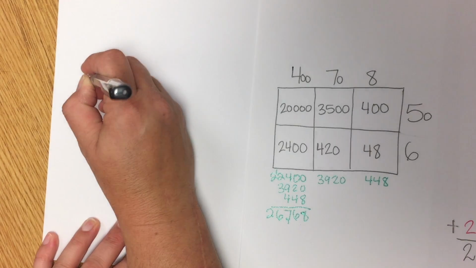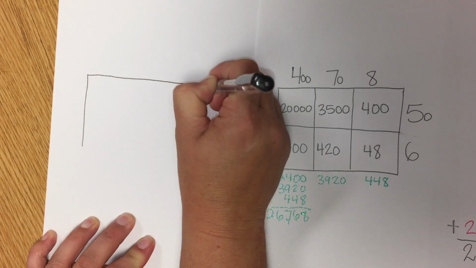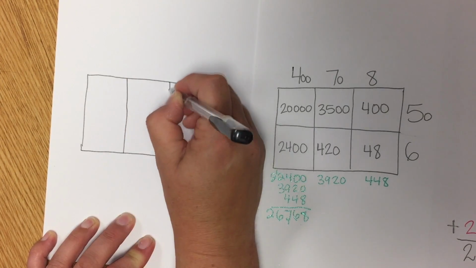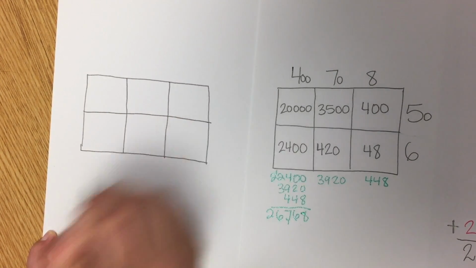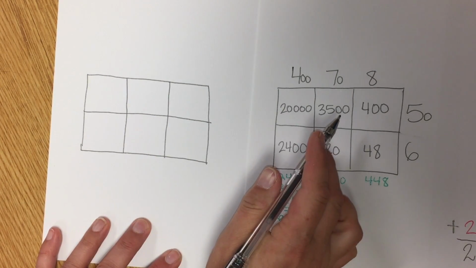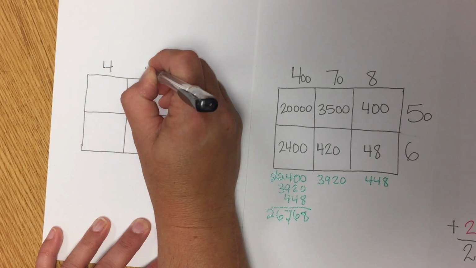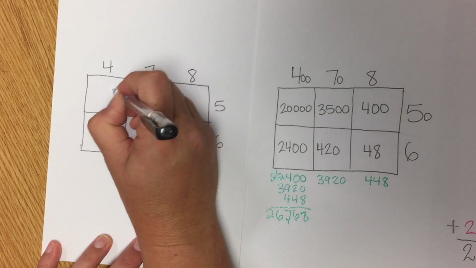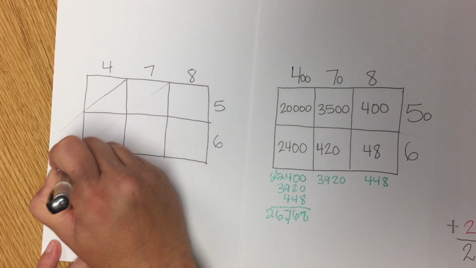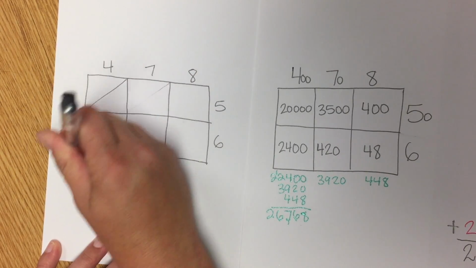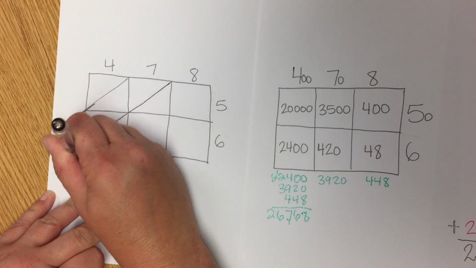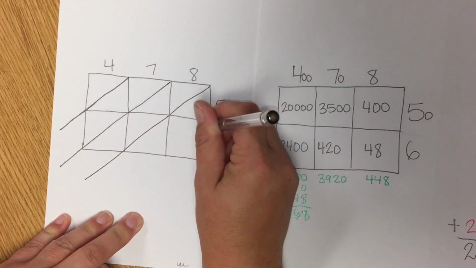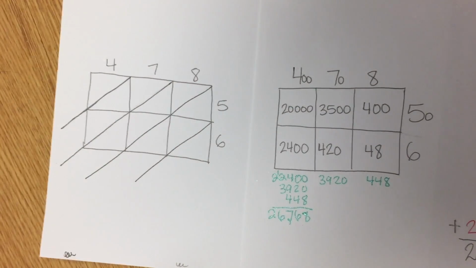So this last method you set up similar to the box method. This is called lattice. So you start with your box. Same way we started, an array, it's 3 by 2. And this time we don't do the place value of each number, we just do the digits. And we're going to draw some diagonal lines. This is going to help keep our place value together later when we add.